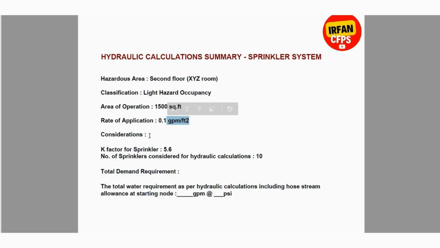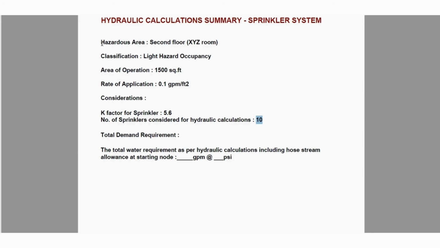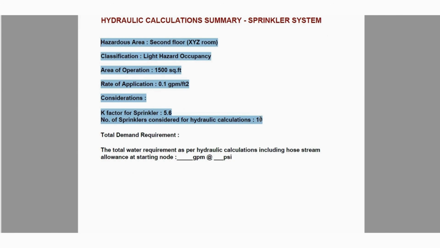The considerations in our calculations will be a sprinkler K factor of 5.6, and the number of sprinklers considered in the hydraulic calculations is 10. So in the summary sheet you need to enter these data. These are the minimum data you need to provide so that the reviewer can understand what exactly you have considered to perform the hydraulic calculations.